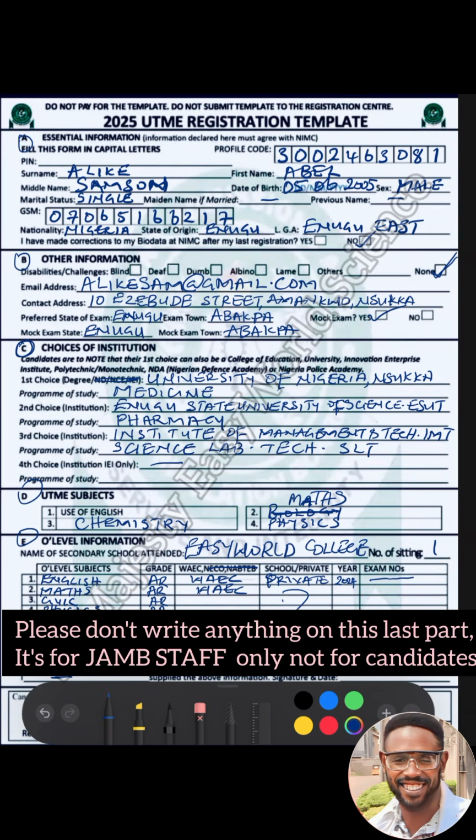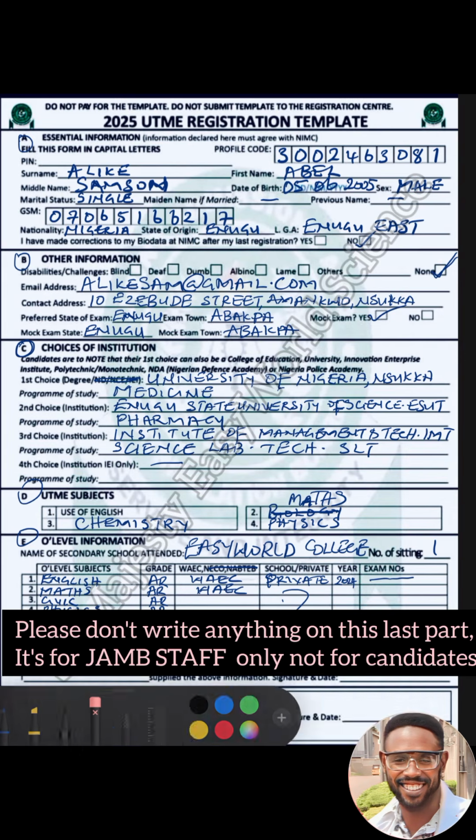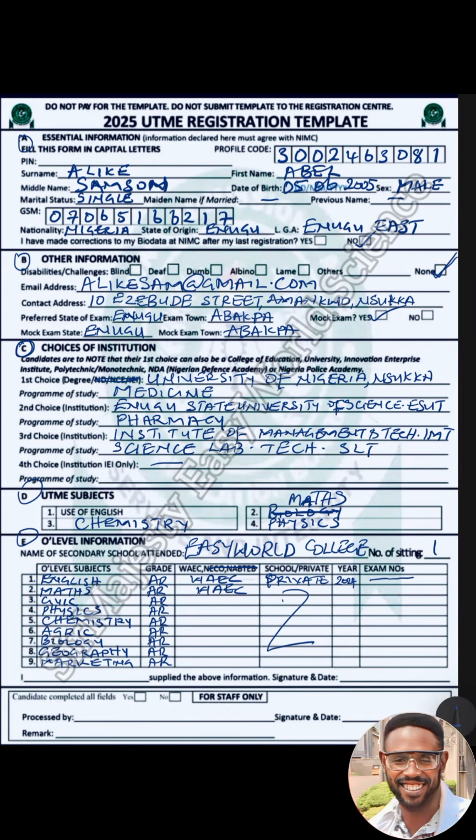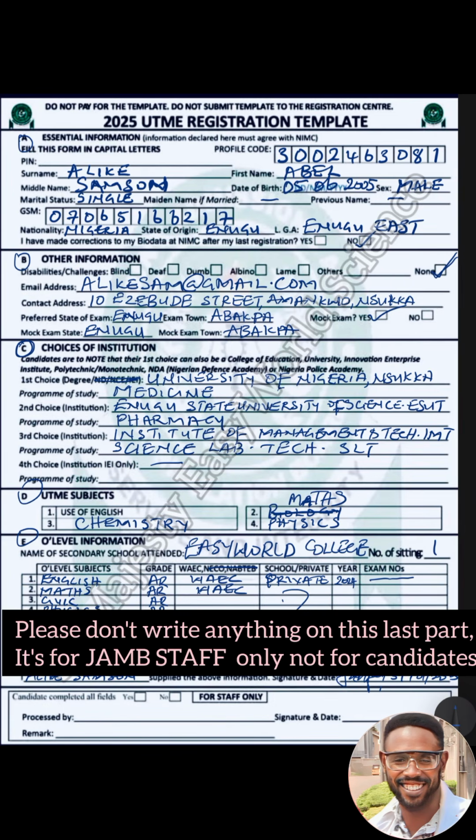So maybe, I, Alike Samson. So you have done this, you feel the above is correct, then you give your signature. And the date, today's date should be 31st, 01/2025. So that's it.